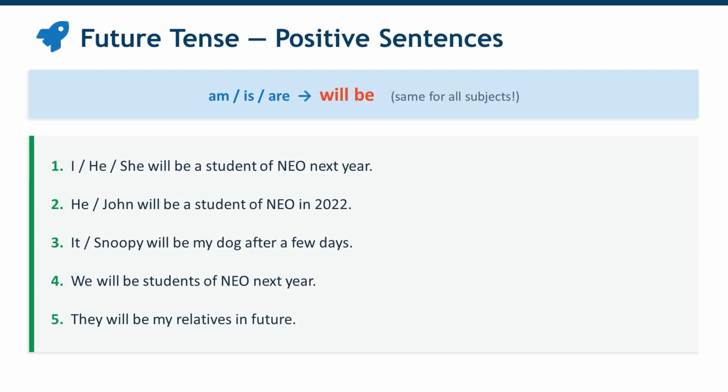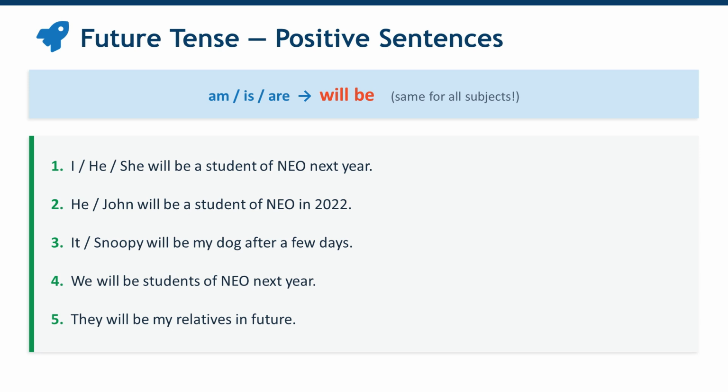Now let us move to the future tense of the verb to be. In the future tense, we use will be for all subjects. It does not matter if the subject is I, he, she, it, we, or they. We always use will be. Let us look at the examples. Sentence 1. I will be a student of NEO next year. He will be a student of NEO next year. She will be a student of NEO next year.